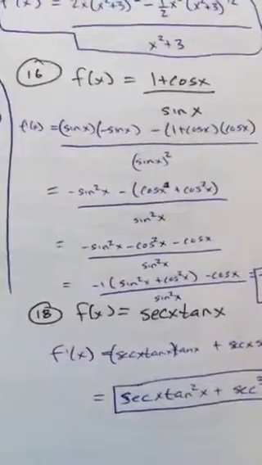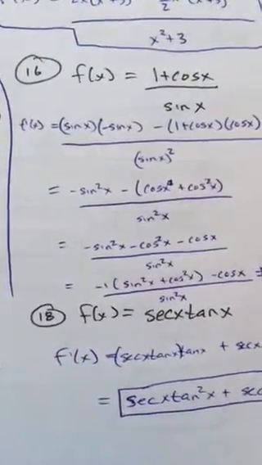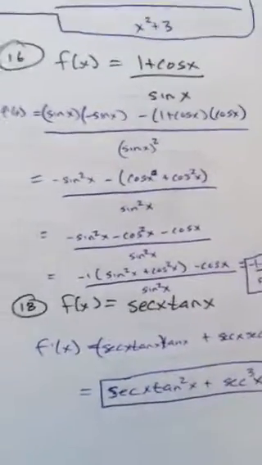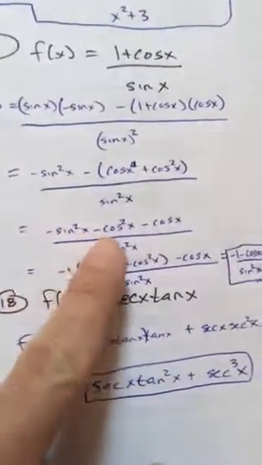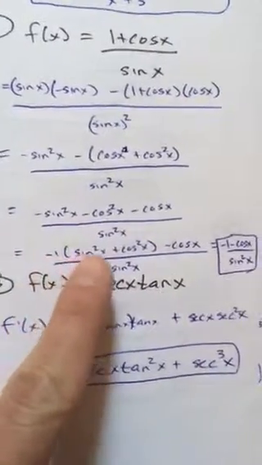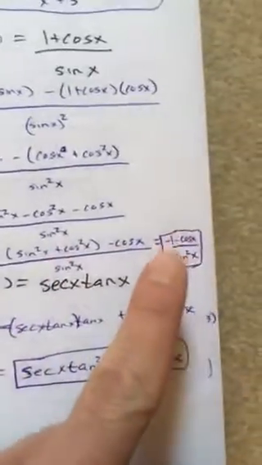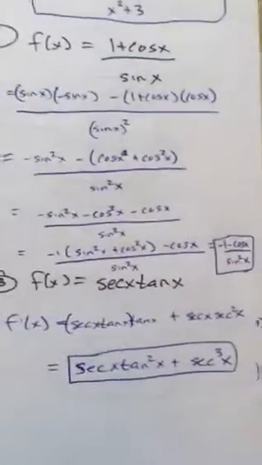16, definitely got the quotient rule, low d high minus high d low, all over low squared. Here's what happens, folks. You can take out a -1 from both of those, and you're left with sine squared x plus cosine squared x, which is 1. -1 times 1 is a -1. That's how we get that to cancel.